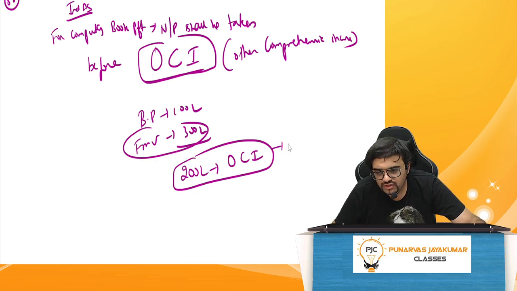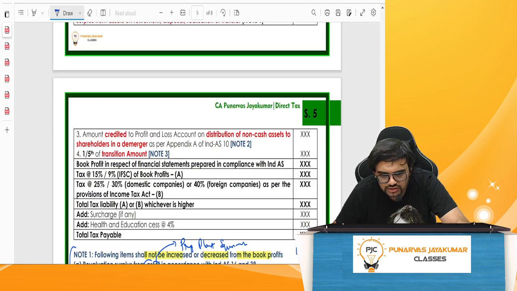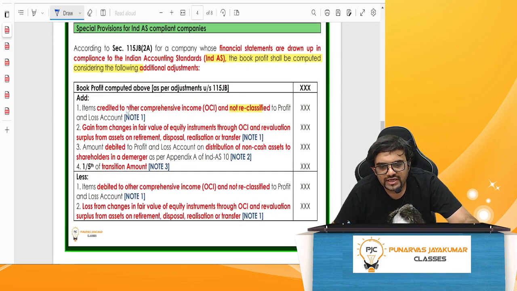Ideally speaking, this is not adjusted. That's why it says add items which are not to be taken here. You see, the general rule here: items credited to other comprehensive income and not reclassified to P&L account. So from the book profit, you add those items. Aligning yourself to the Ind AS, you will have to increase your book profit by these items, because as per Ind AS, you should take that into consideration.